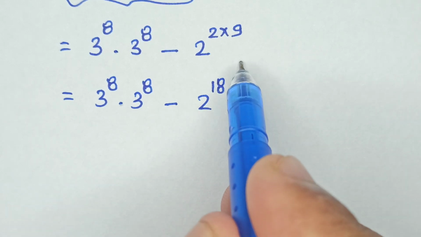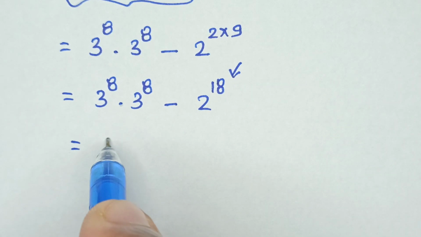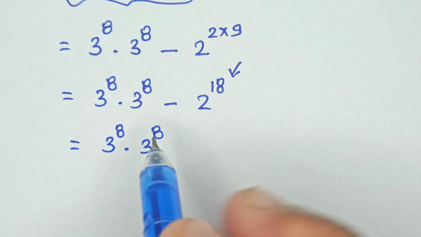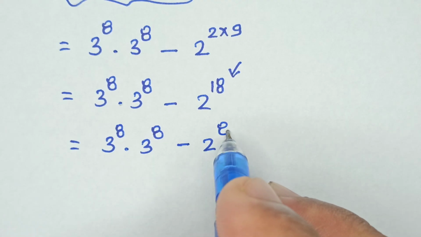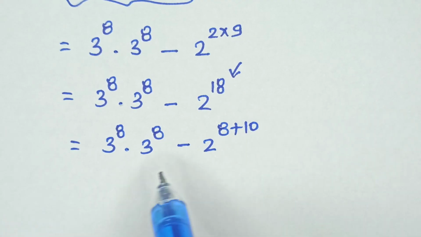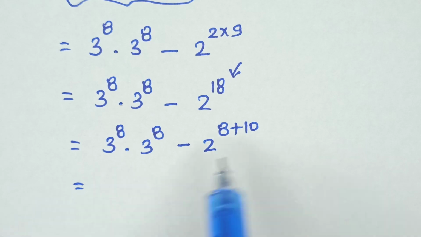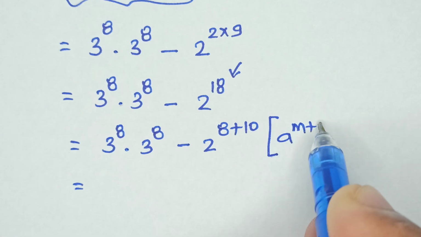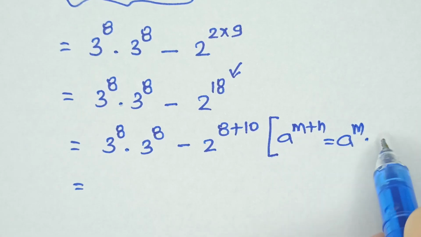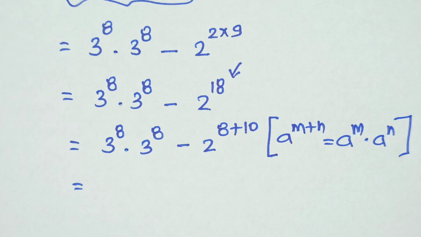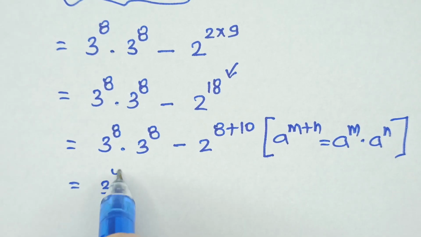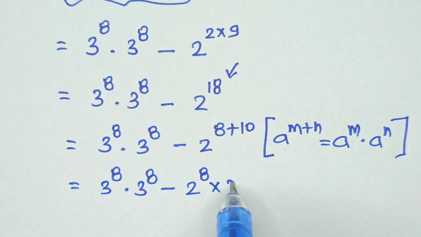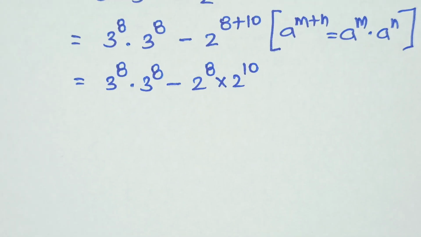Now in the next step I'm going to bifurcate this power again. So this can be written as 3 raised to the power 8 multiplied by 3 raised to the power 8 minus 2 raised to the power 8 plus 10. So now what I'm going to do is I'm going to use the property of exponent again in this part, which is a raised to the power m plus n can be written as a raised to the power m multiplied by a raised to the power n. So this becomes 3 raised to the power 8 multiplied by 3 raised to the power 8 minus 2 raised to the power 8 multiplied by 2 raised to the power 10.